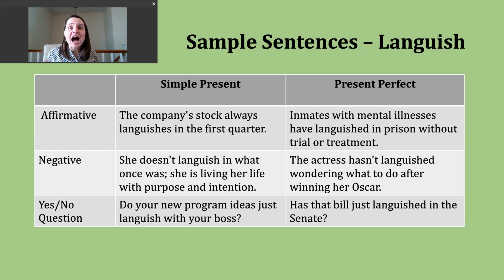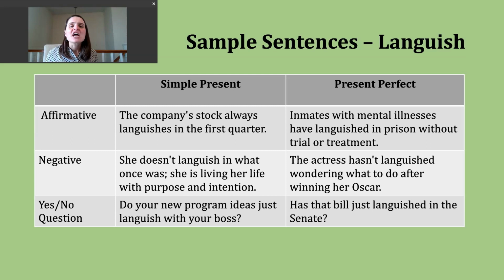If the subject is I, you, we, or they, I use do not and then the base verb, or don't and the base verb. But if my subject is he, she, or it, I use does not and then the base verb, or doesn't and the base verb. So no es on the end of the verb in the negative.